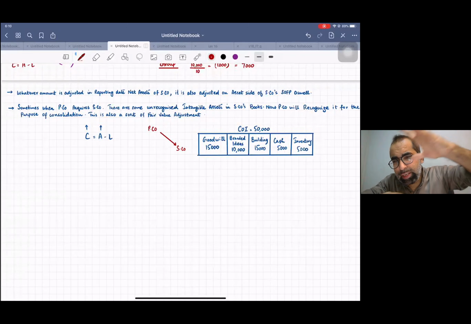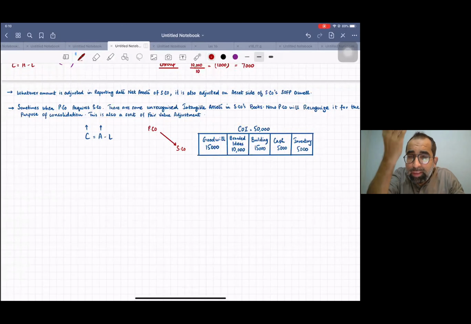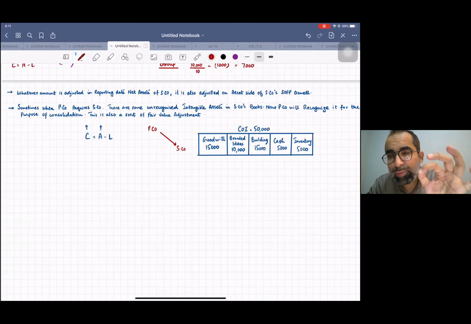Now the parent company has acquired a subsidiary company. For the parent company, this brand is a purchased brand. So the parent company will give birth to this brand. At the date of acquisition, we will recognize this brand in the consolidated books, and this will be treated as an upward fair value adjustment.